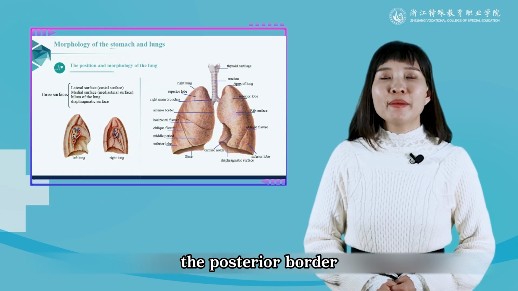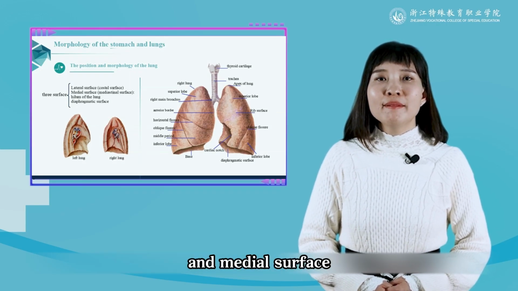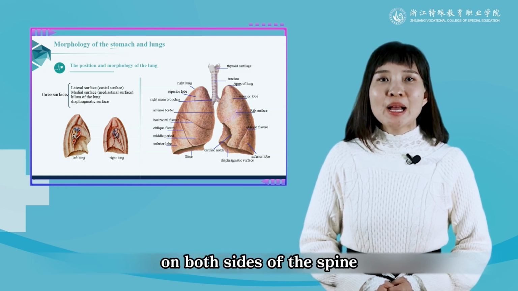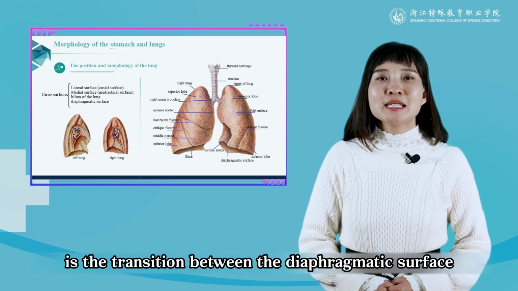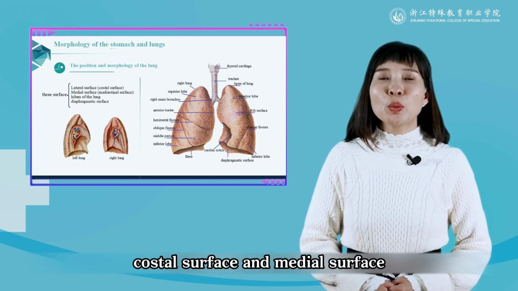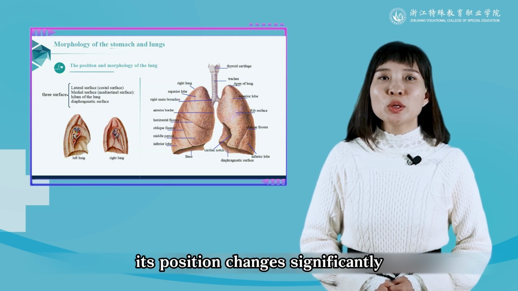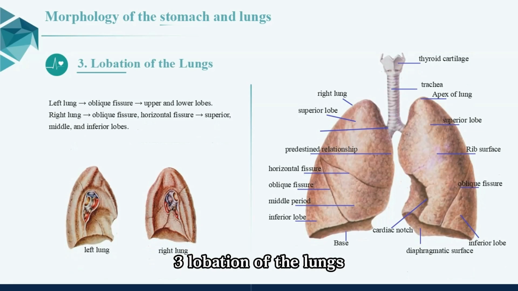The posterior border is the transition between the costal surface and mediastinal surface posteriorly, located in the pulmonary grooves on both sides of the spine. The inferior border is the transition between the diaphragmatic surface, costal surface, and mediastinal surface. Its position changes significantly with respiratory movements. 3. Lobation of the lungs.